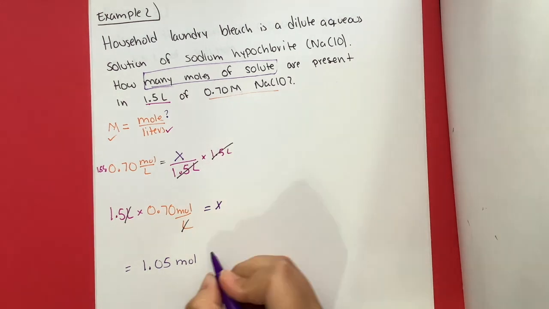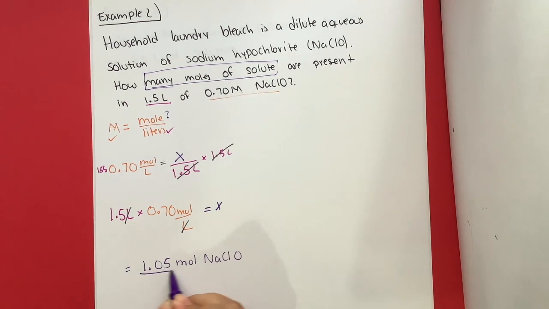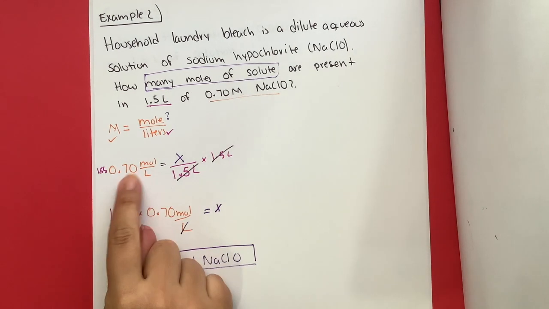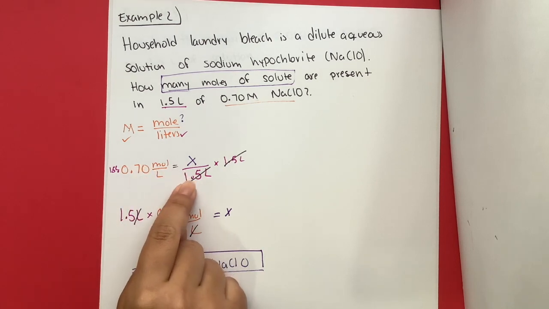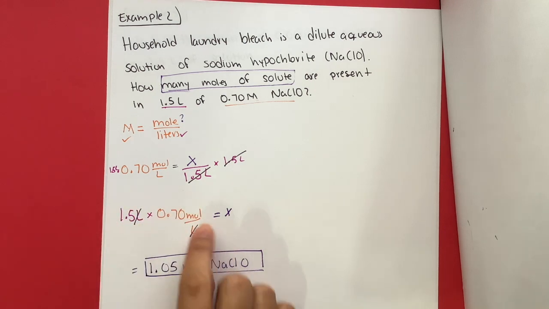and we're talking about NaClO. And that is my final answer. Okay, I didn't really have to write down this step. I could have just seen it and multiplied 1.5 times 0.70. But I just wrote it out so you guys saw what I was talking about.